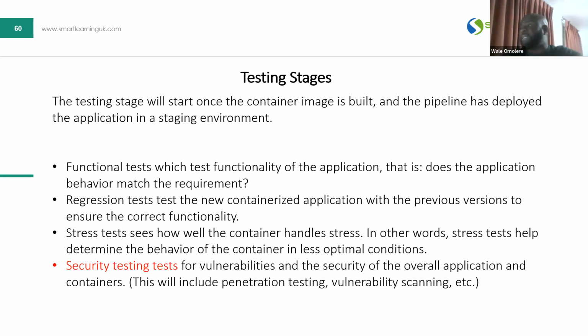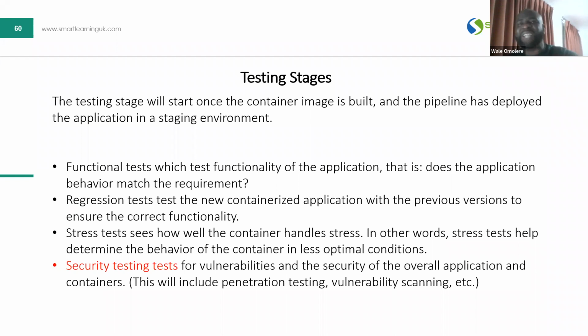Security test is where you use your vulnerability scanner to carry out a scan against the application, the overall application and also the container itself. So a typical container could be Docker. It could also be Kubernetes as well. This is what you're going to be doing under the testing stage.